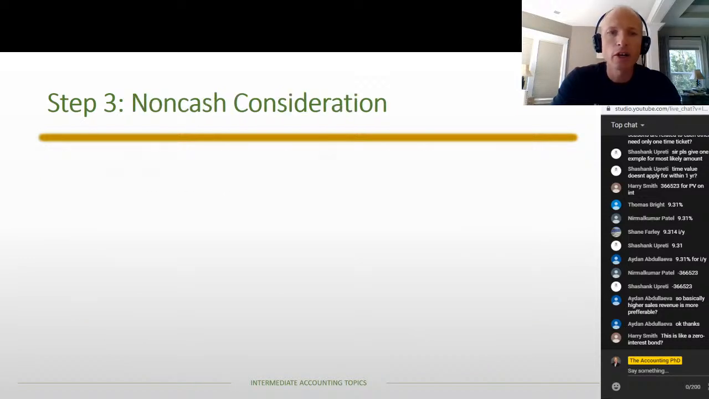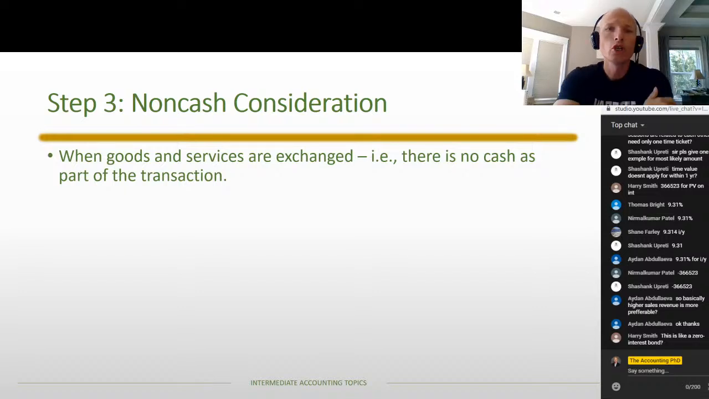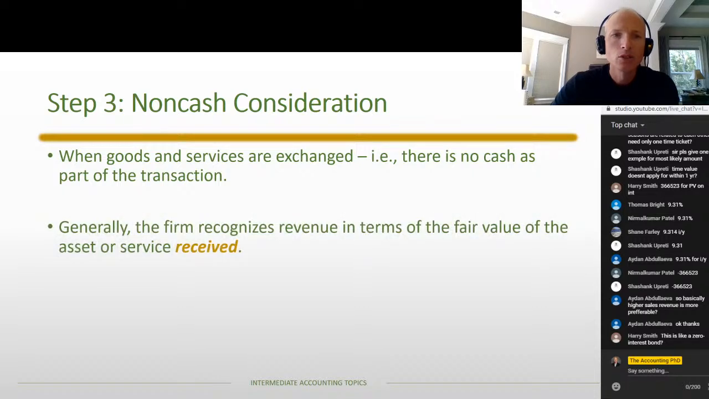So non-cash consideration. When goods and services are exchanged, that means there's no cash that's part of the transaction. Generally speaking, the firm recognizes revenues in terms of the fair value of the asset or service received. So let's say that I'm a computer software company and I'm going to maintain somebody's software. Let's think of an accounting company's software. In exchange, they're going to give me accounting services. In other words, I'll maintain their software, and they give me some accounting advice. So there's an exchange of services.